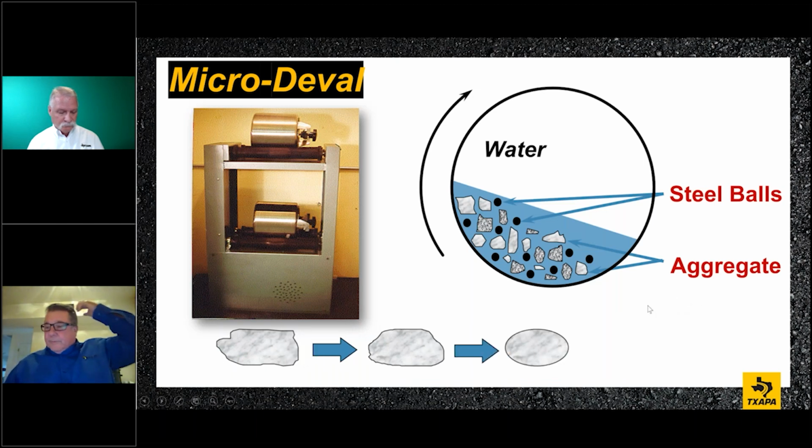Micro-Deval, again, is resistance to degradation. We're putting these 3/8 inch ball bearings in some water, and we're running it on this little device here. You can see as the aggregate goes through that cycle, it actually becomes more round. The Micro-Deval makes the material become more round through abrasive force. So that's an abrasion test.